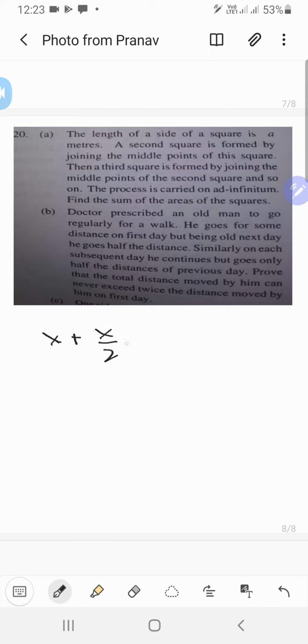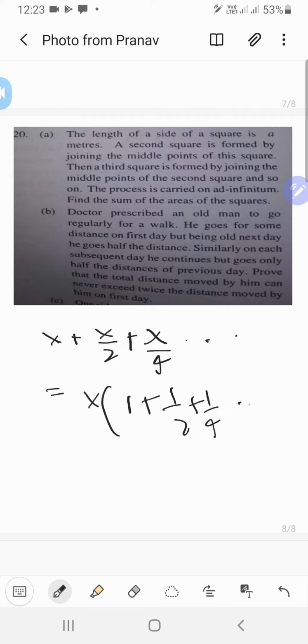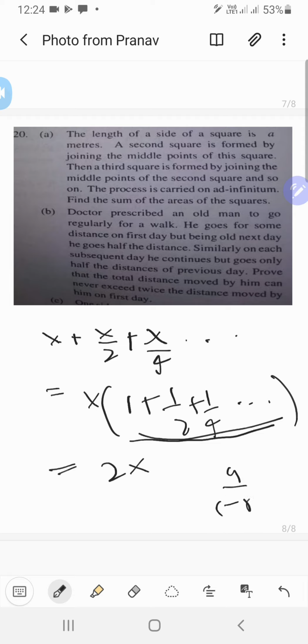So suppose the distance moved by him on the first day is x. Then on the next day he's going to move x by 2, then on the next day x upon 4, and it keeps on going like this for infinity. This is equal to, as you already know, x into (1 plus half plus 1/4 and so on), which is 2x, because this sums up to 2. If you don't know that it sums up to 2, just use the formula I gave you, a upon 1 minus r. Here a is 1 and the ratio is half, so this does sum up to 2. You can check it out for yourself.